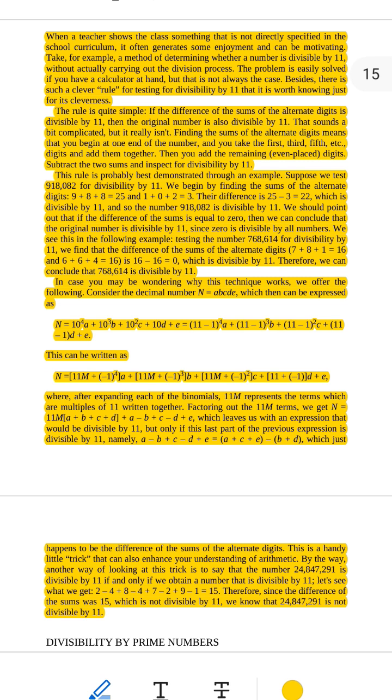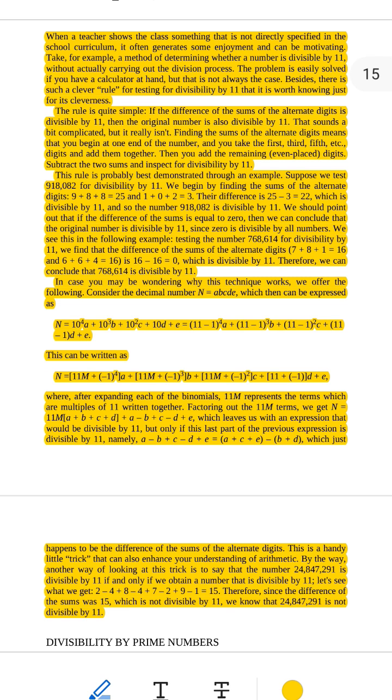Now let's try with 524 to see if it's divisible by 11. 1. Write down the number 524. 2. Identify the odd and even position digits. Odd position digits: 5, 4, first and third positions. Even position digit: 2, second position. 3. Add up the odd position digits. 5 plus 4 equals 9.